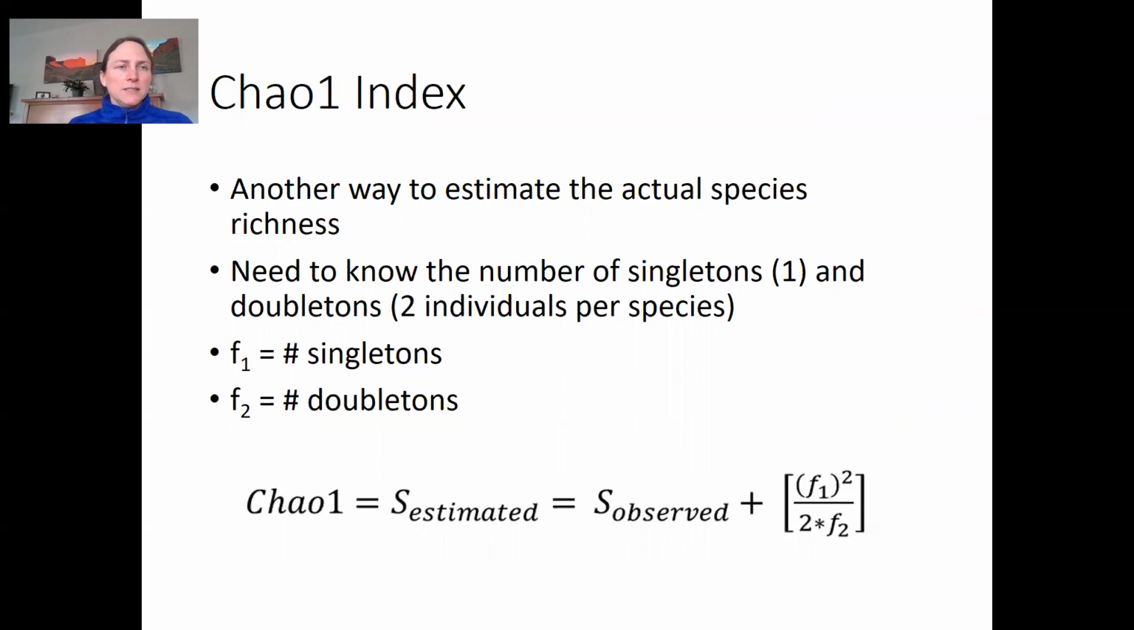It's the number of singletons in your data set, how many species are represented by just one individual, squared, divided by 2 times the number of doubletons. And a doubleton is a species that is represented by just 2 individuals in your sample. So the Chao index is a pretty cool way to estimate species richness.